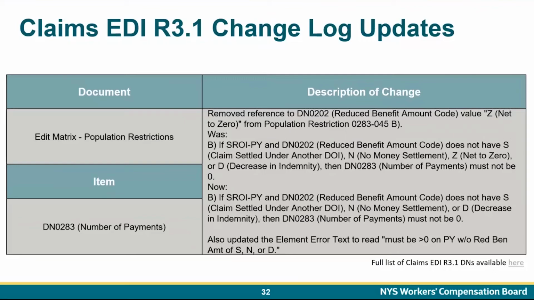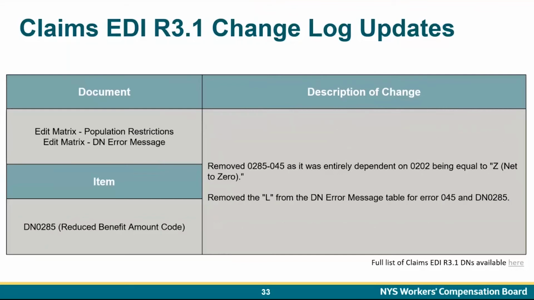Another instance on number of payments, DN 283.045B, we removed the references of net to zero and updated the element error text to reflect the change. Another one that was removed in its entirety as it was completely dependent on net to zero.